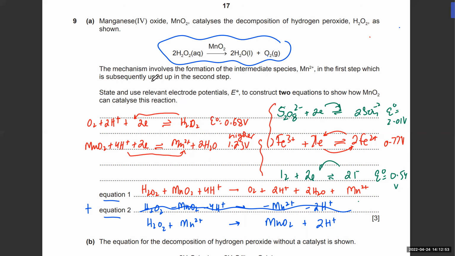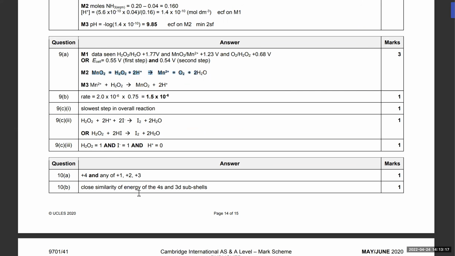नहीं उससे मांगा तो नहीं state and use relevant electrode potential to construct two equations to show how MnO2 can, we did use the first one, ठीक है. मैं वैसे ही देख रहा हूँ कि without even solving the rest, क्योंकि मैंने तो skip किया, मैंने तो total calculation second equation किया, I just skipped the calculation, ठीक है. So I'm just saying कि how are the marks divided? 3 marks.